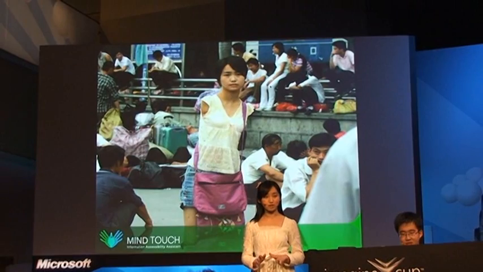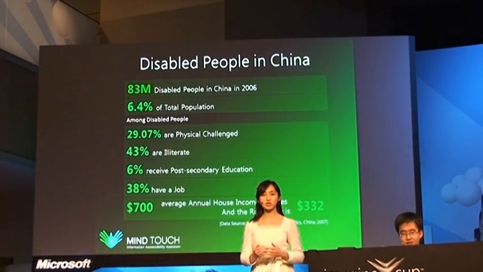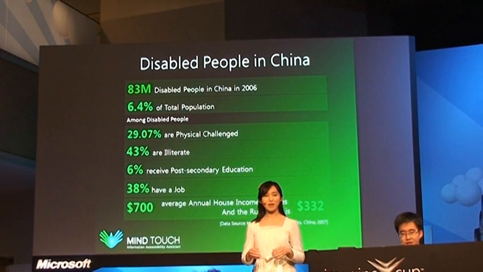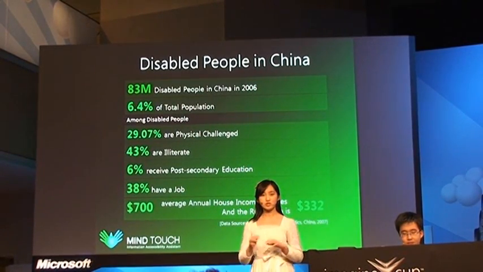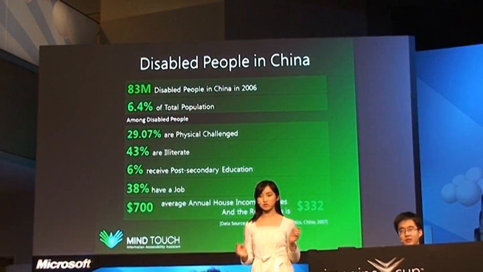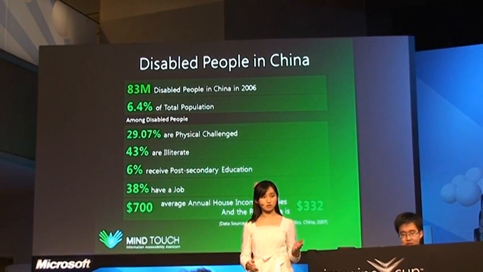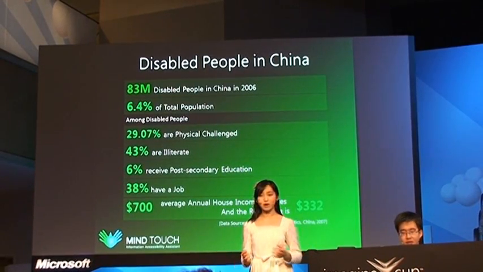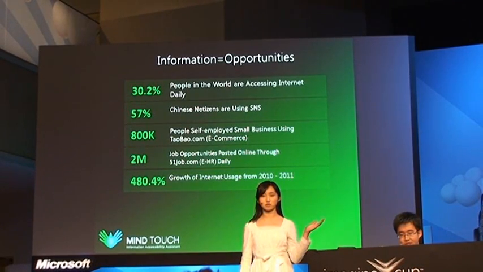Things may become tough. Let's look at some data about disabled people in China. In the year 2006, there are about 83 million disabled people in China, among whom physically challenged people share about 30%. Their educational background is not so optimistic, which is related to literacy, low employment, and poverty. How can we make a change to this situation?